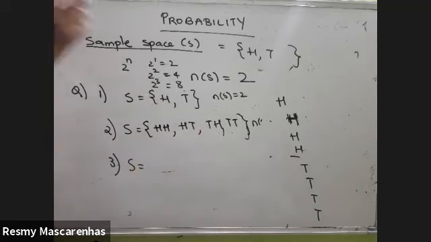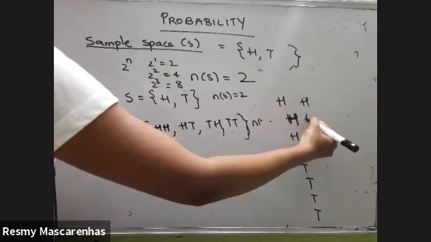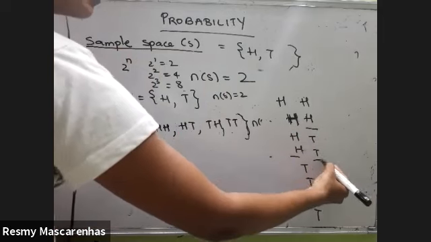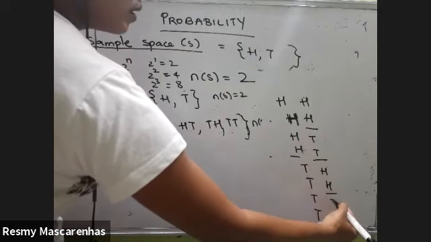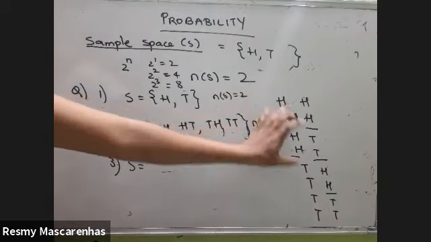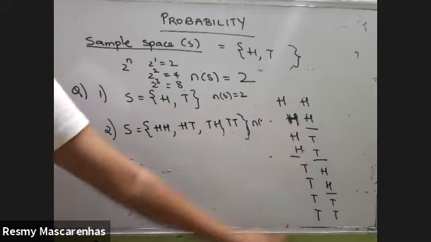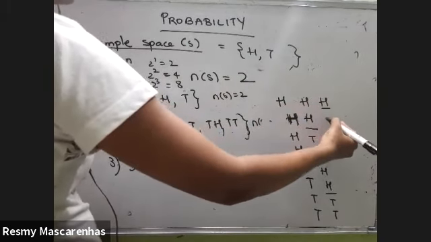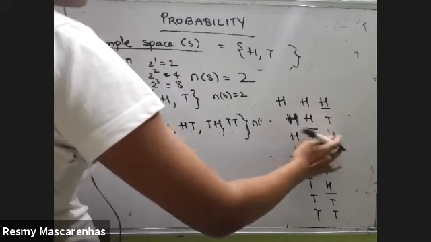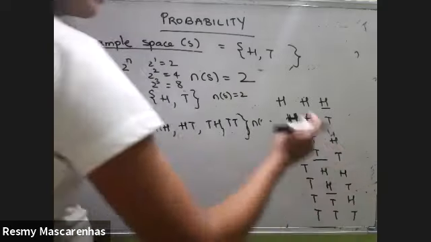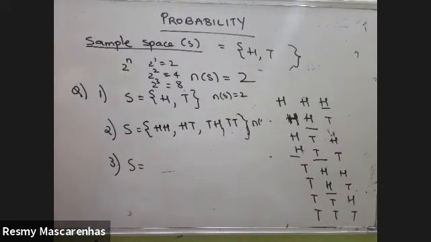Then next will be 2 heads and 2 tails. Again 2 heads and 2 tails. First time 4 and 4, then 2 each, and the last one 1 each. Head, tail, alternate. You will get all the possible combinations.